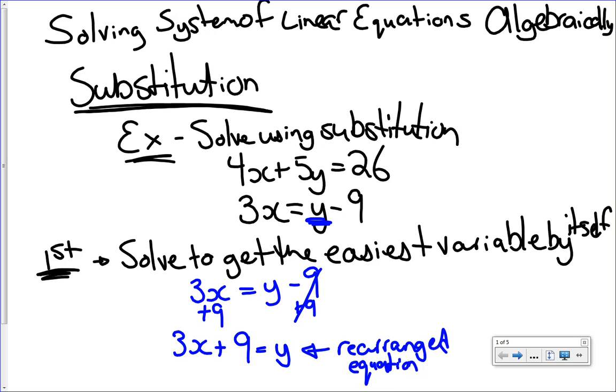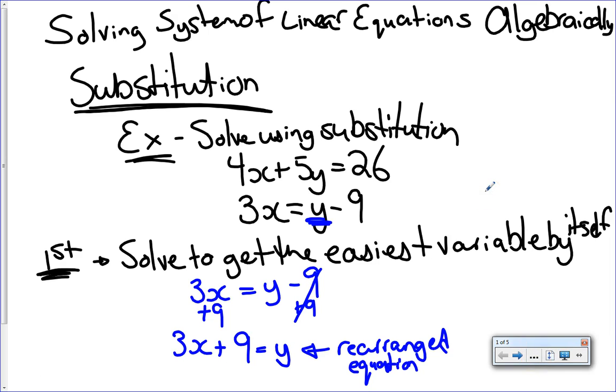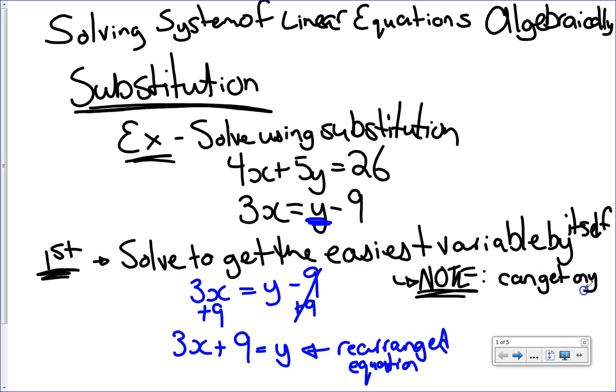Okay, so that's my first step. It's pretty easy. I'm also going to add a note here that I say solve to get the easiest variable by itself, but really, you can get any variable by itself. You don't necessarily have to do that. It just makes our life easier. So note, you can get any variable by itself. Again, I'm just choosing the easiest.